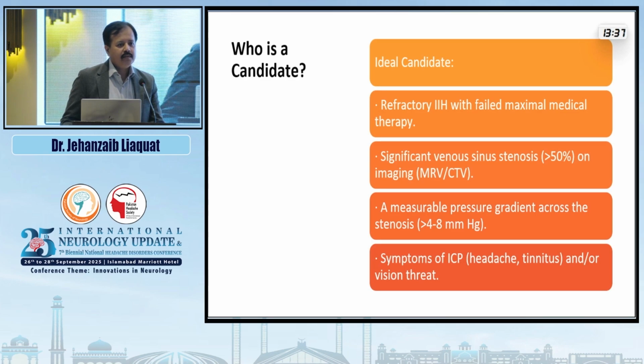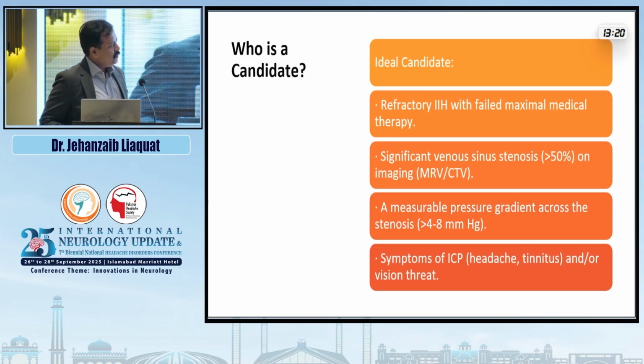So we have to see this MRV ourselves as neurologists because we know the clinical background of asking for that MRV. Most of our radiologists are tuned to report sinus thrombosis. So if there's no sinus thrombosis, they usually label the sinus as hypoplastic or normal.